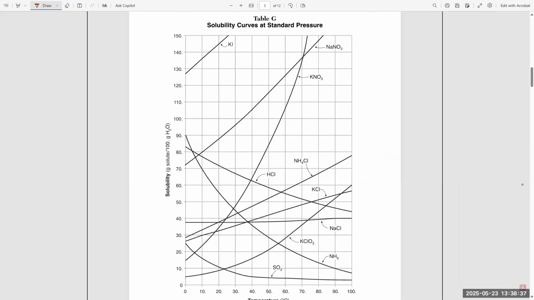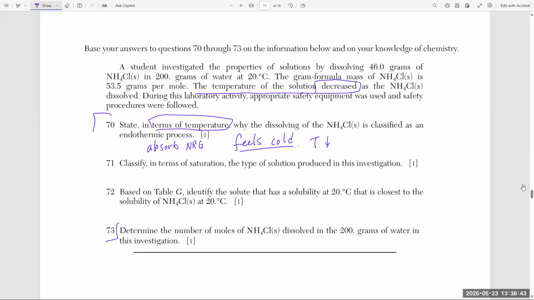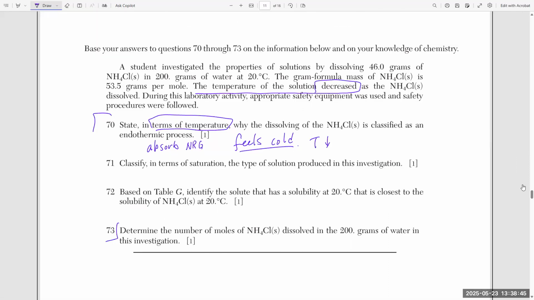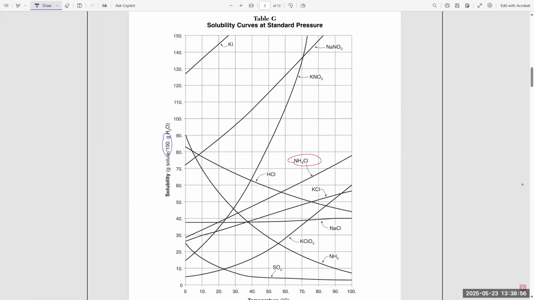Do we see ammonium chloride? Yes, we do. It's right there, right? So you see ammonium chloride. Good. Now what? It says 46 grams of ammonium chloride and 200 grams of water. Hey, what happened? You remember? This is the thing I told you to be careful about because why? It is per 100 grams of water. So you got to do that mental math of either taking a half or doubling it, right? We'll figure that out later, right?